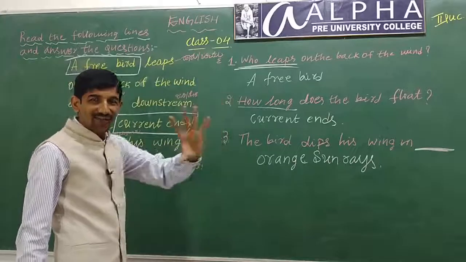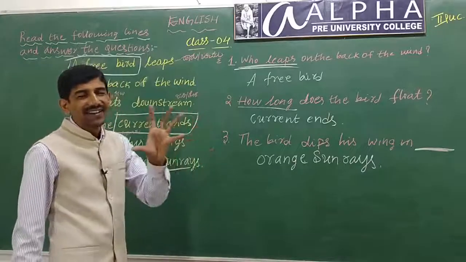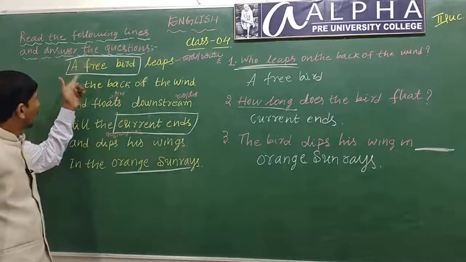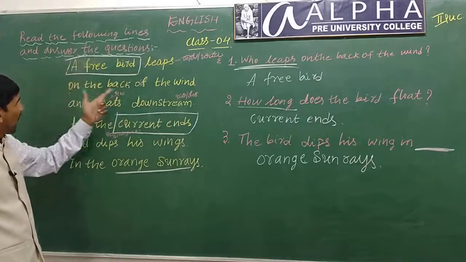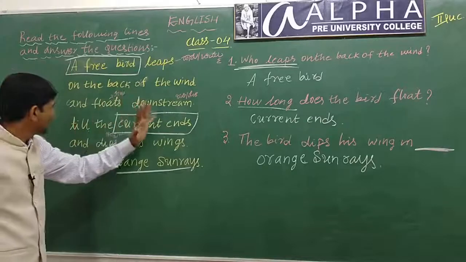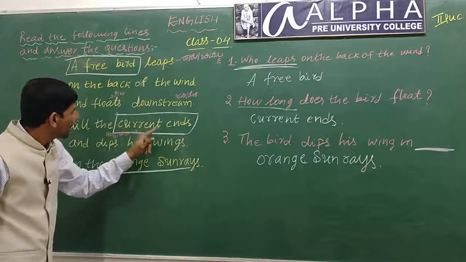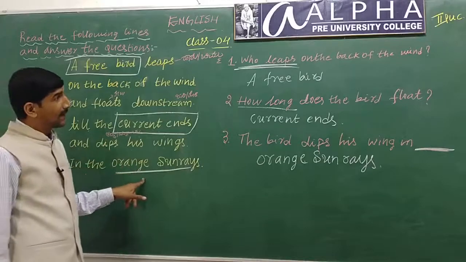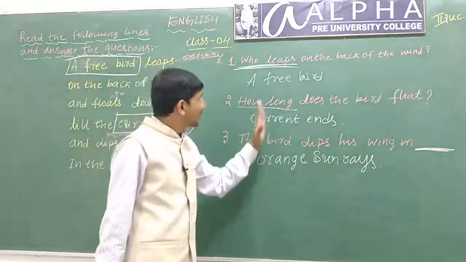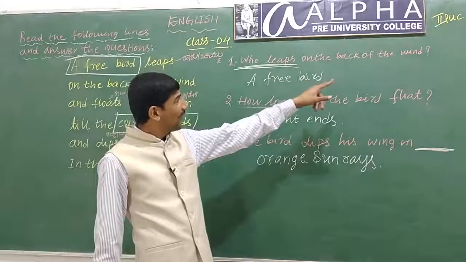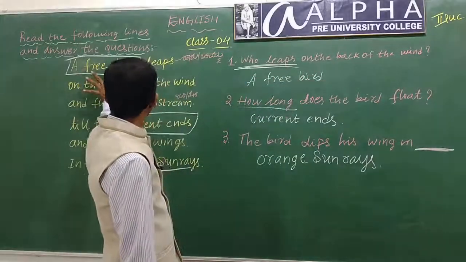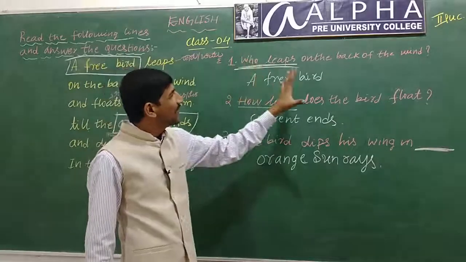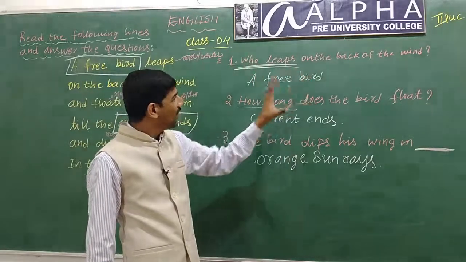These questions are asked for 3 marks. Easily, we can get 3 out of 3. Like this, a free bird leaps on the back of the wind and floats downstream till the current ends and dips its wings in the orange sunrise. Here, we have questions. Who leaps on the back of the wind? Here we have the answer in the first line. A free bird leaps on the back of the wind.